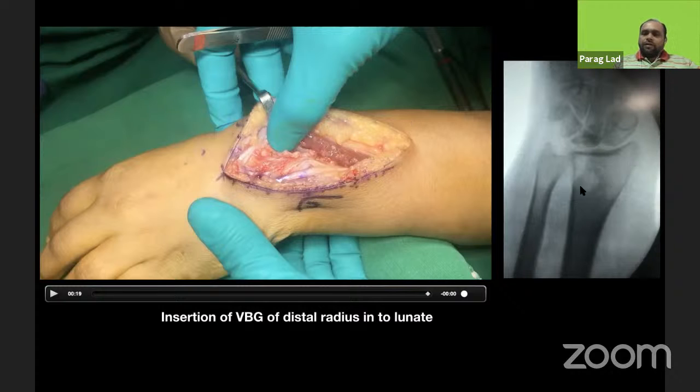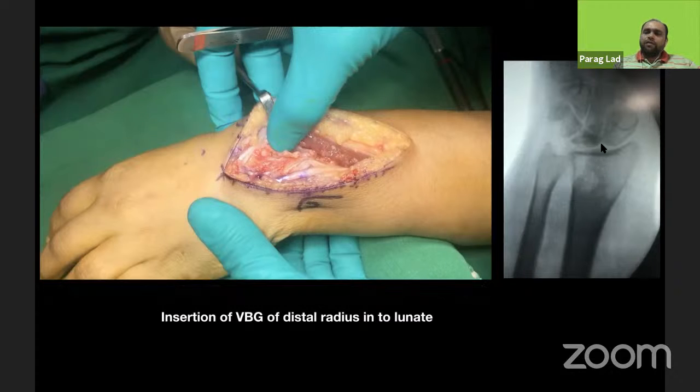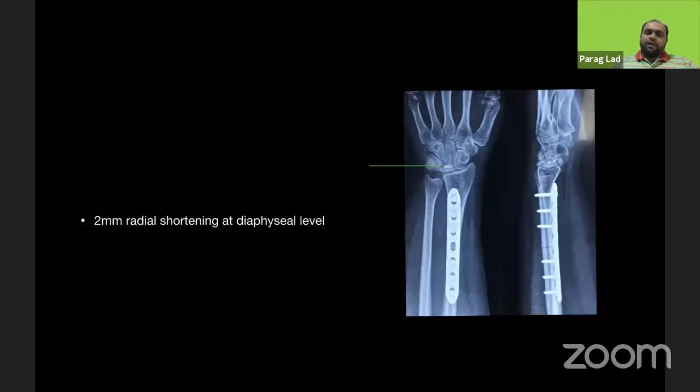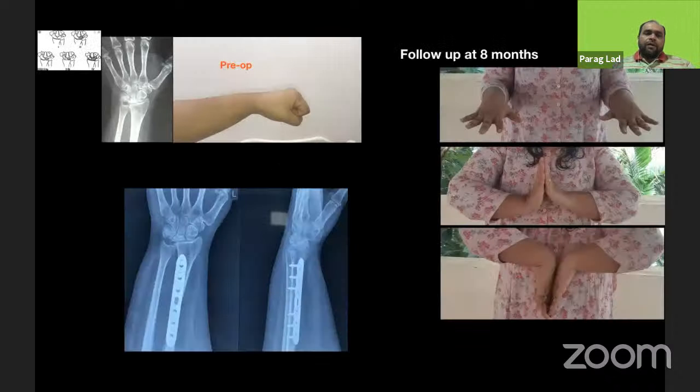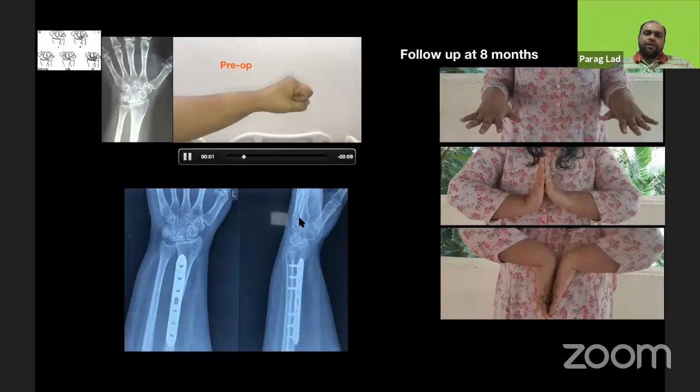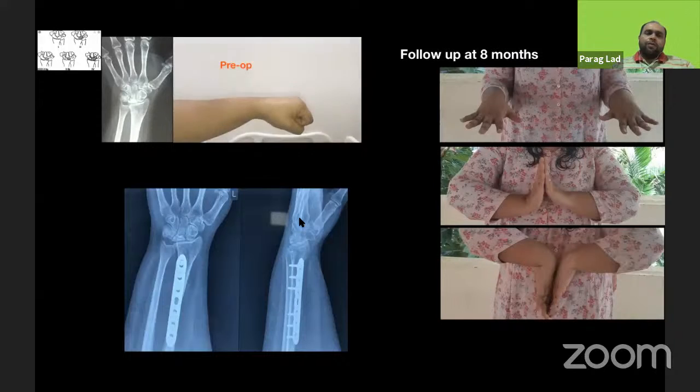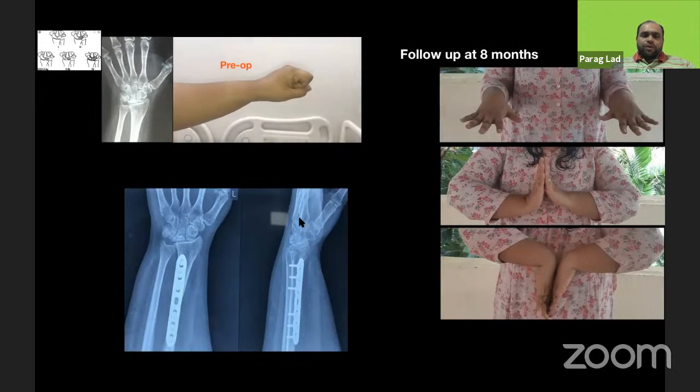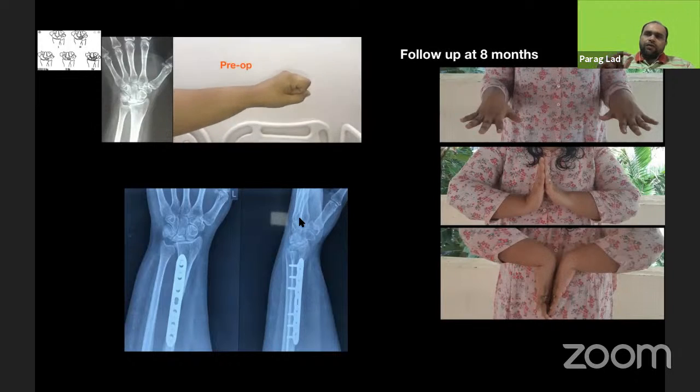And this is the radiological image from where we have taken a bone graft, and that bone graft has been inserted into the lunate. After that we considered a 2 millimeter radial shortening at a diaphyseal level. I usually follow the same principle and protocol as Dr. Pankaj Ahire showed in his talk. And this was the pre-op picture of the wrist movement restriction and follow up at 8 months. In my opinion, the lunate usually looks more or less the same as it was in the pre-op x-ray, but symptomatically the patient definitely gets benefit.